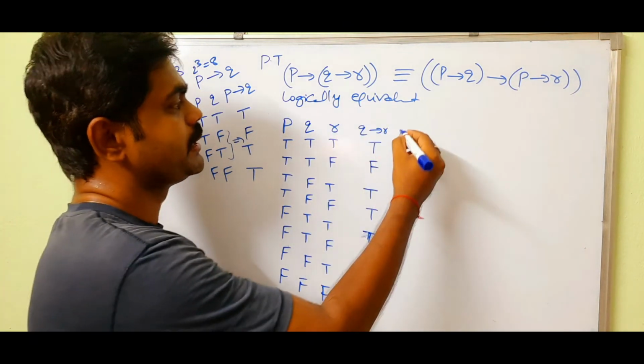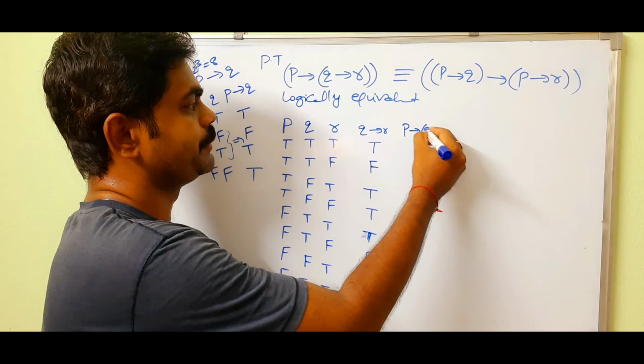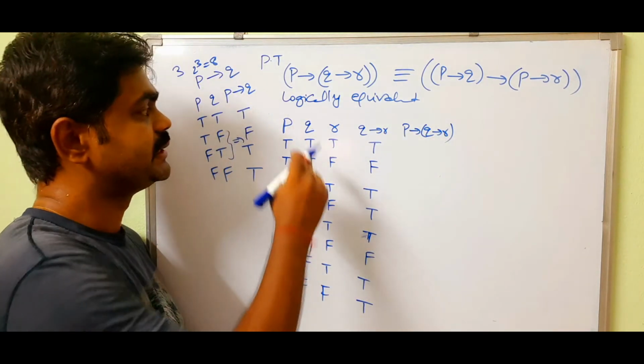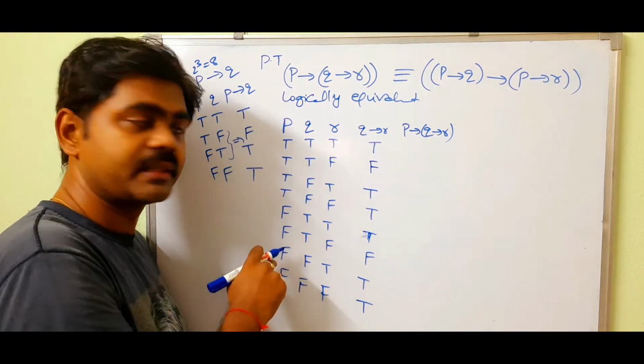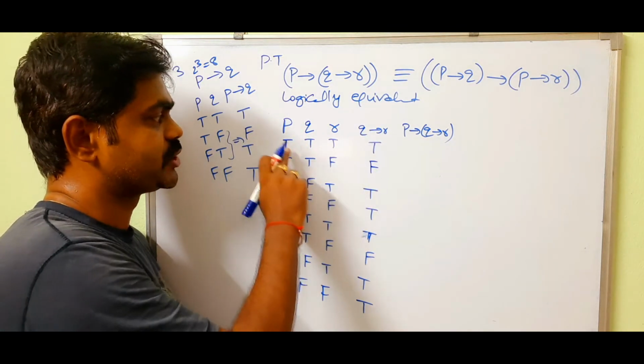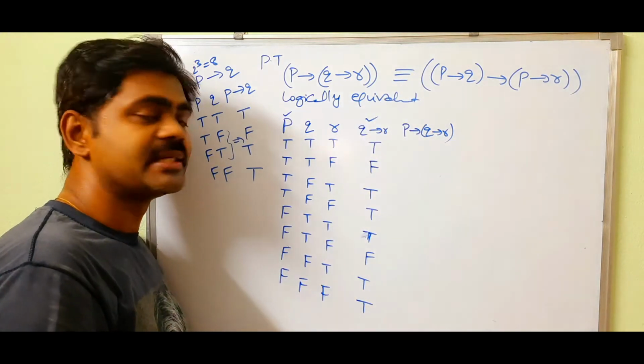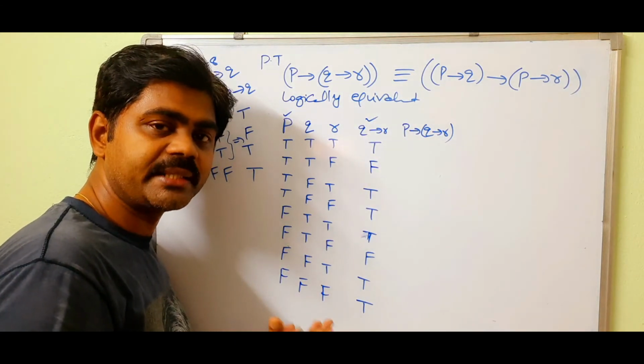Okay. So now P implies (Q implies R). So now this is P and this is Q implies R. So now check these two, this one and this one and this one. So again implies, right? So what I need to do?